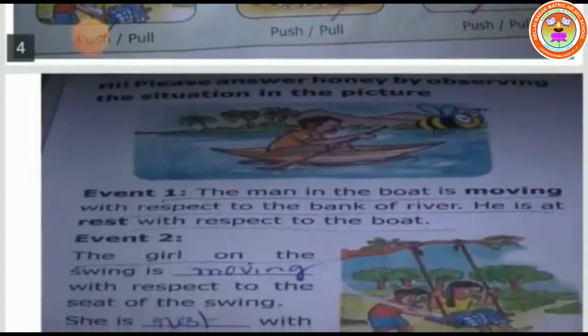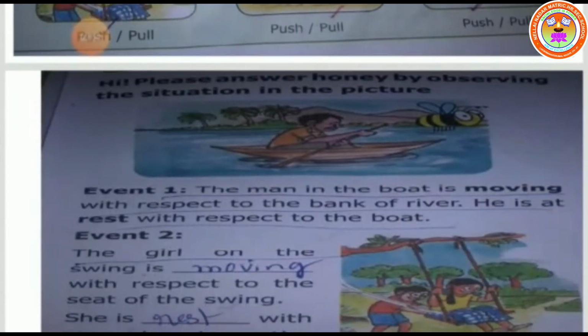Okay, children, we will see the next activity. Please answer by observing the situation in the picture. Okay, children, you will observe the picture and tell the answer. The man in the boat is moving with respect to the bank of the river. Is he at rest or moving? The man is sitting only, no, children. That's why we have considered he is at rest with respect to the boat.